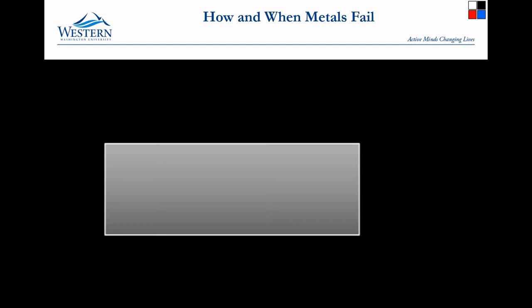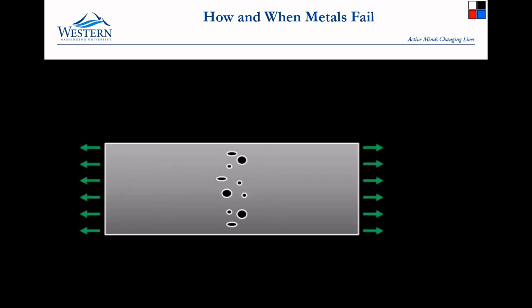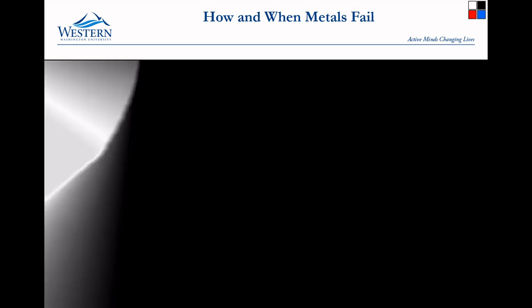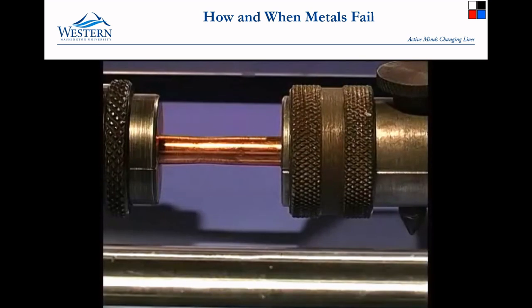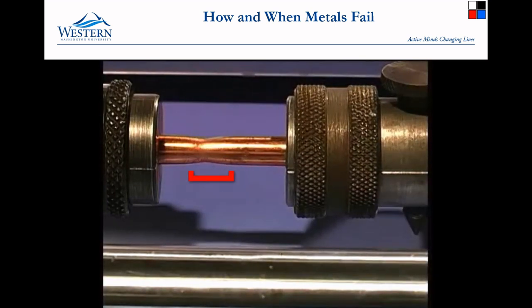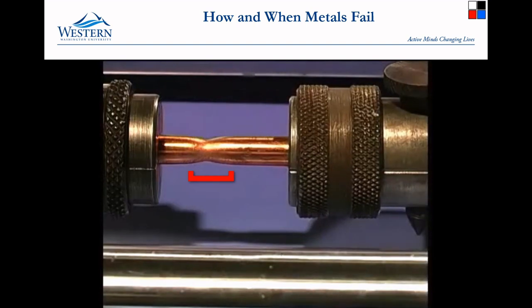Did you know that every block of metal has tons of microscopic voids inside it? And that these microscopic voids actually play a crucial role in failure. When the metal is stretched or loaded, these voids start to grow and link together until the metal fails. If we look at a copper bar being pulled in tension, we see that it behaves the same. In the center region, it necks down until eventually it fails.